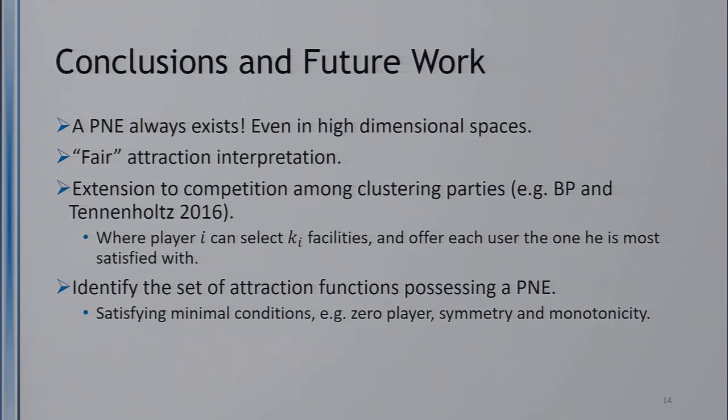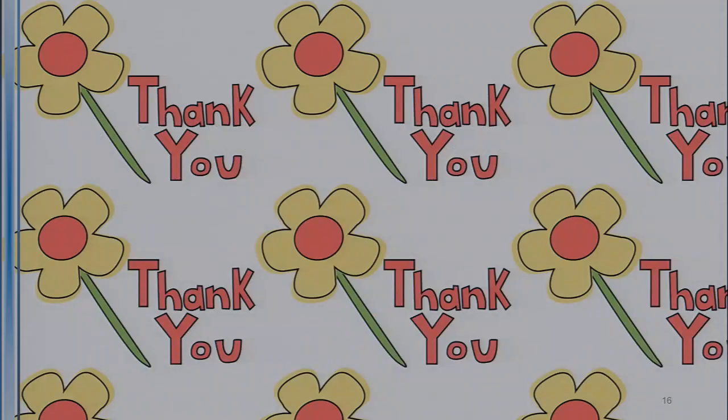In particular, the pure Nash equilibrium exists in this case, and so it can be seen as some sort of early example of competitive clustering. As for future work, we plan on identifying the set of attraction functions which induce a game possessing a pure Nash equilibrium under some mild assumptions, for example, monotonicity, symmetry, and so on. And that would be all. Thank you.